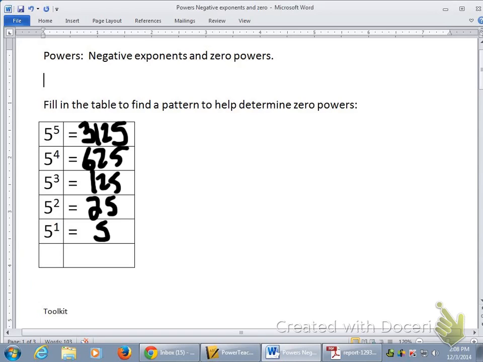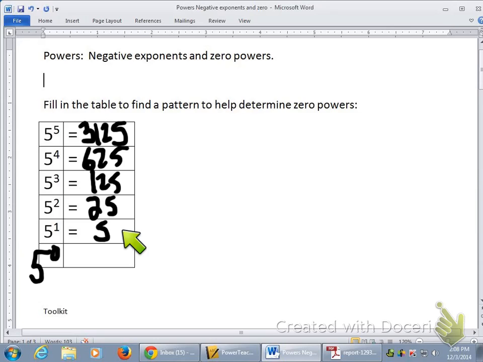Now, as we are filling out the table, we're looking for the actual pattern. On the left, it's easy to see the pattern 5, 4, 3, 2, 1. So the next problem is obviously going to be 5 to the 0, and that's what we're going to find next. Now, to find that, what we're going to do is look for the pattern here.